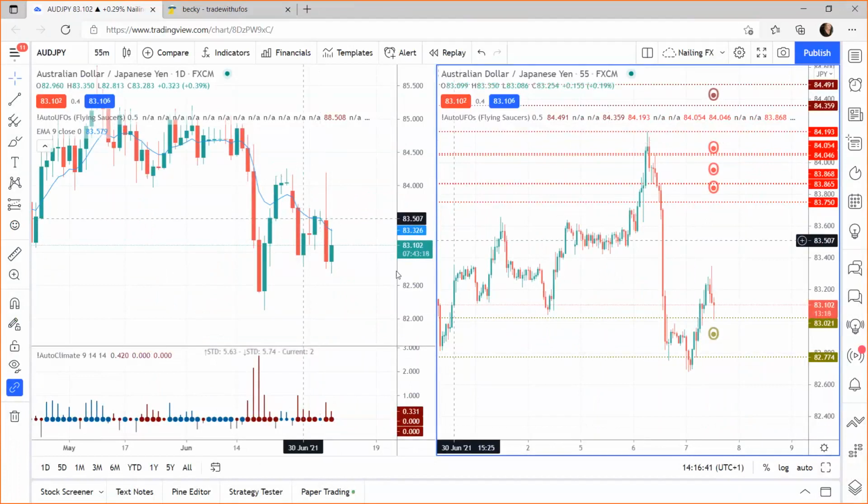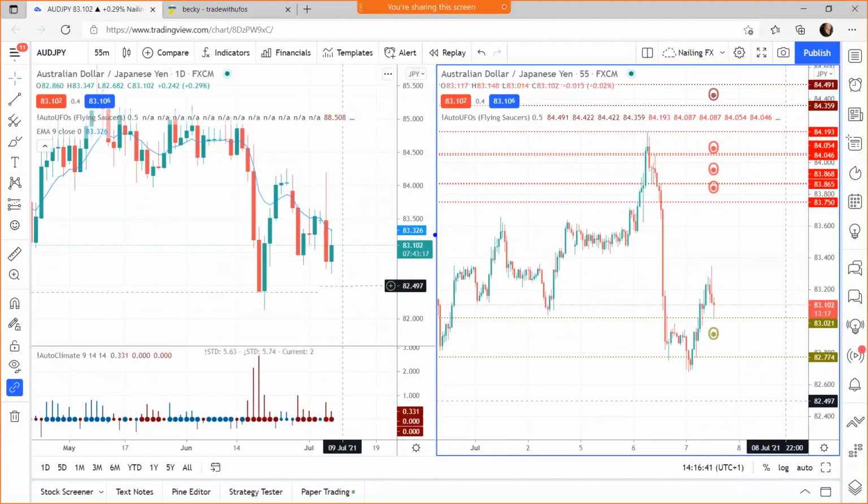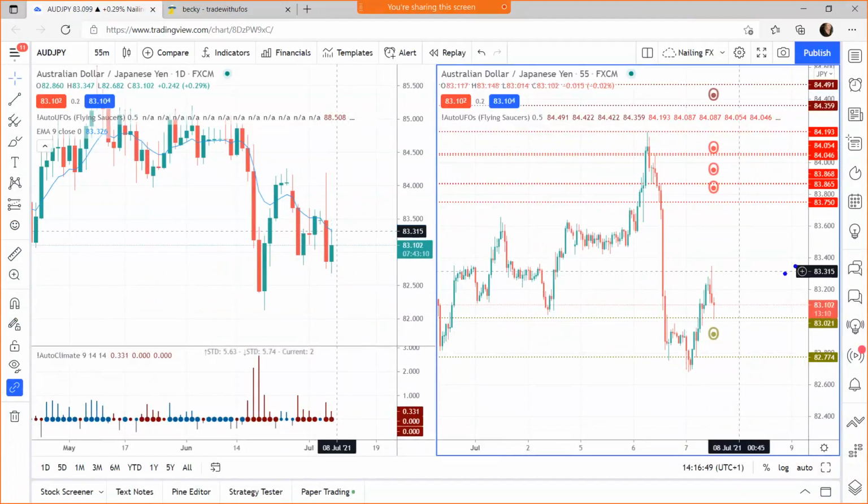Okay, so on the daily chart, we also have an EMA. The EMA is 83.326, which is obviously going to be around about here. That's where the EMA is. And why is that important? At the EMA is where buyers and sellers come in. It's a very commonly used indicator by many retail traders, as well as fund managers.